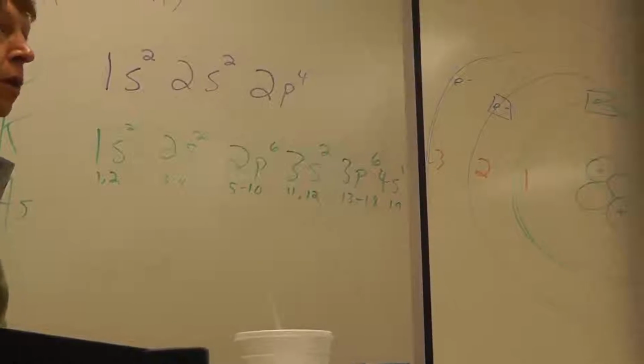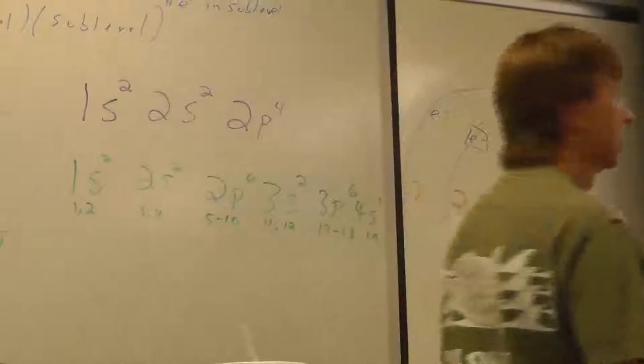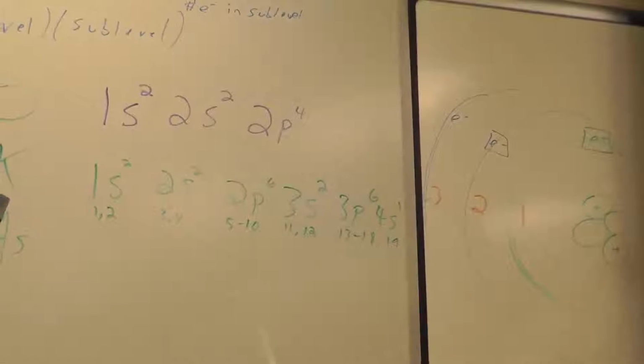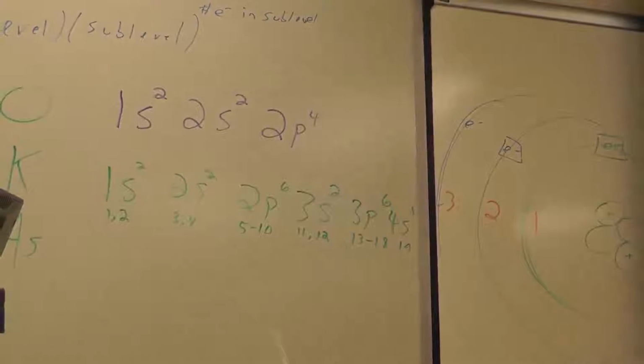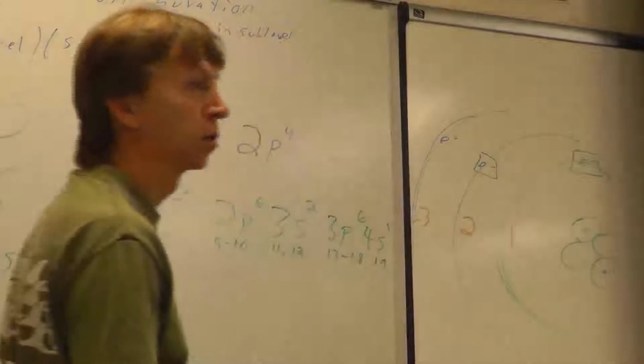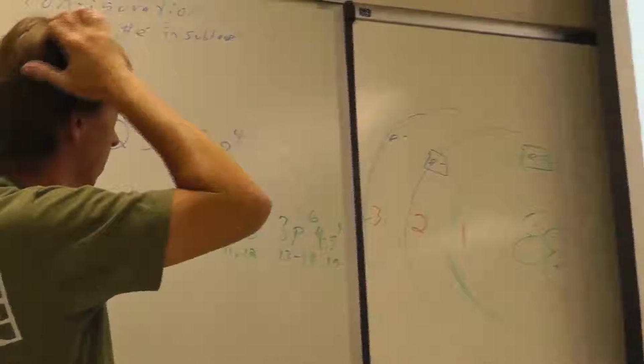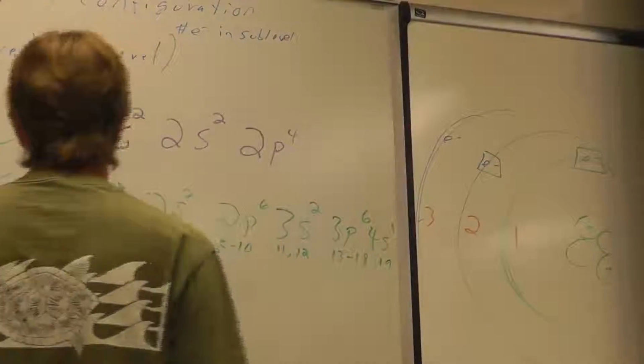And then yes, go ahead. What about the 3D? The 3D? Yeah. You don't have that for potassium. The 3D comes in after the 4s. You stay in order by atomic number. Arsenic then.